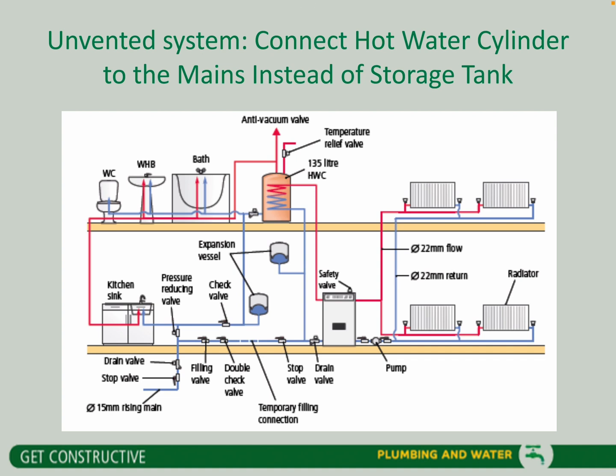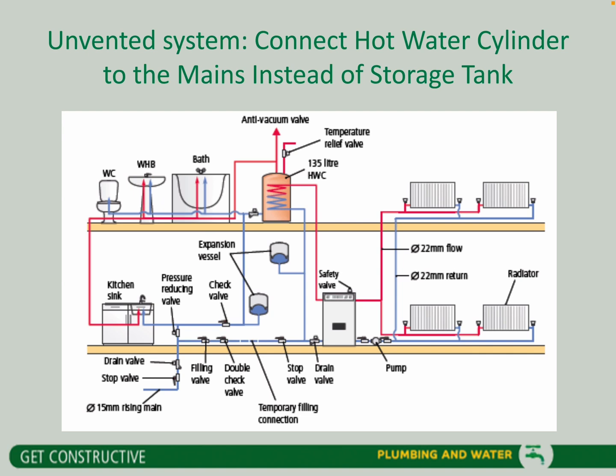Now, we have two types of systems for our hot water or space heating. So we have cold water covered, hot water covered, and now what we're going to have a quick look into is our space heating. So we have an unvented system, so it's connect hot water cylinder to the mains instead of storage tanks. The unvented system is going to be very, very similar to our other two systems.